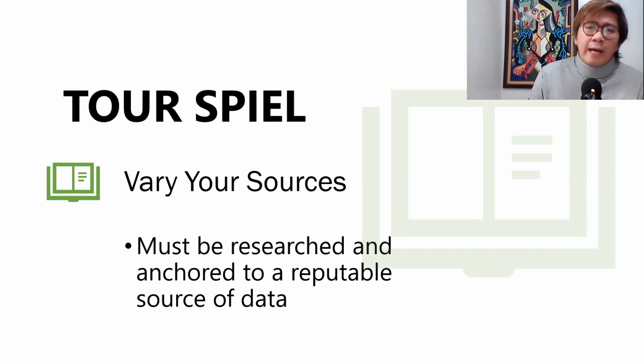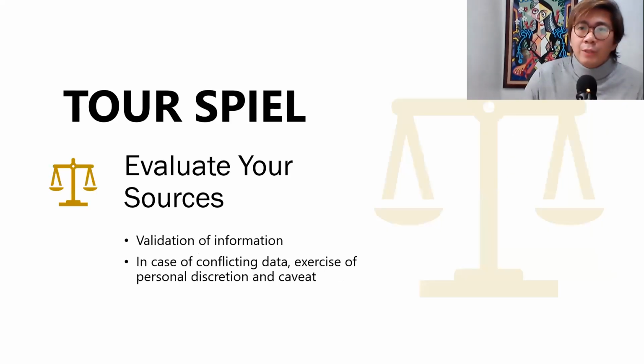So we have to cite a reliable source. So how would you know it's reliable? Of course, if it's academically verified, let's say that's coming from UST or UP, that's reliable. Another way is, of course, if there is a government institution or educational institution that verifies the claim of that particular resource, that is reputable. Next, evaluate your sources.